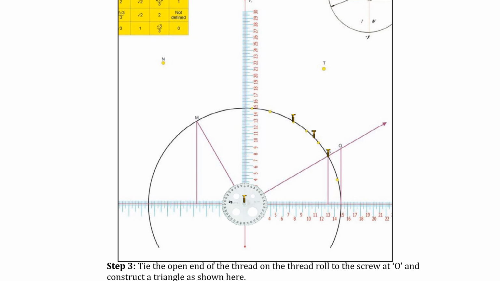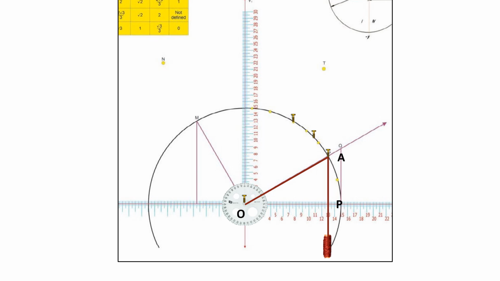Step 3. Tie the open end of the thread on the thread roll to the screw at O and construct the triangle as shown here. This triangle is named OAP. Measure the angle at O, which is angle AOP is equal to 30 degrees.